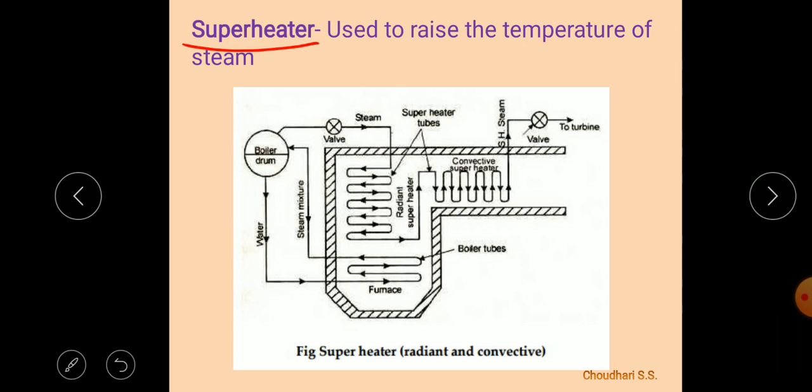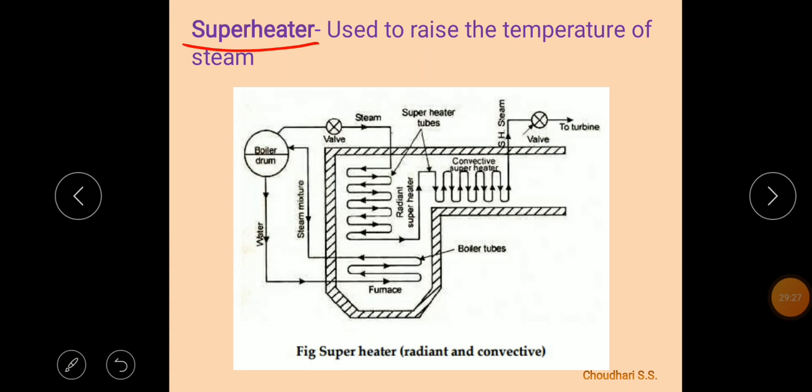The superheater is used to raise the temperature of the steam. Steam may be wet steam having a small quantity of water. In some cases, superheated steam is required to ensure that there is no water present. In that case, a superheater is used to raise the temperature of the steam. Here we can see.